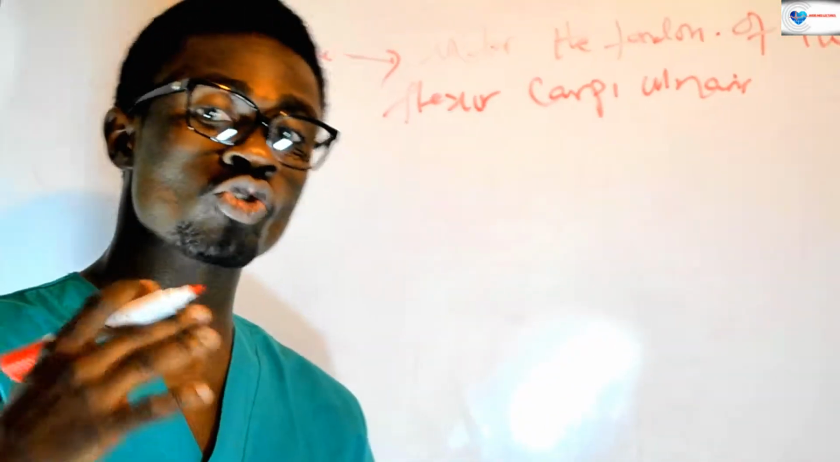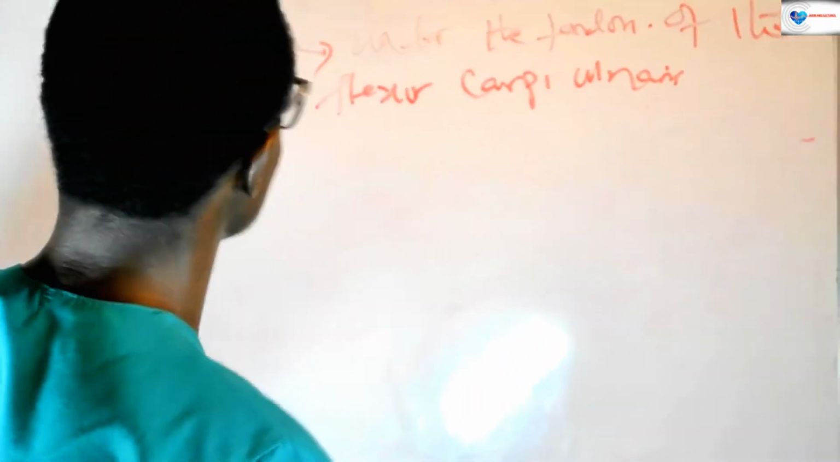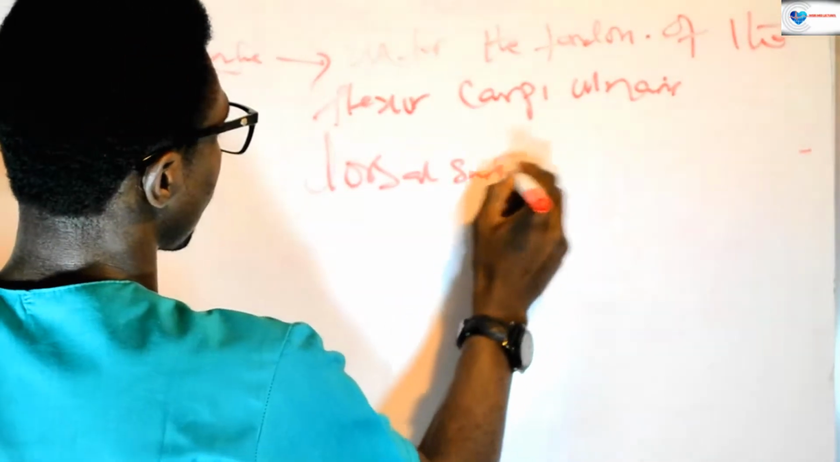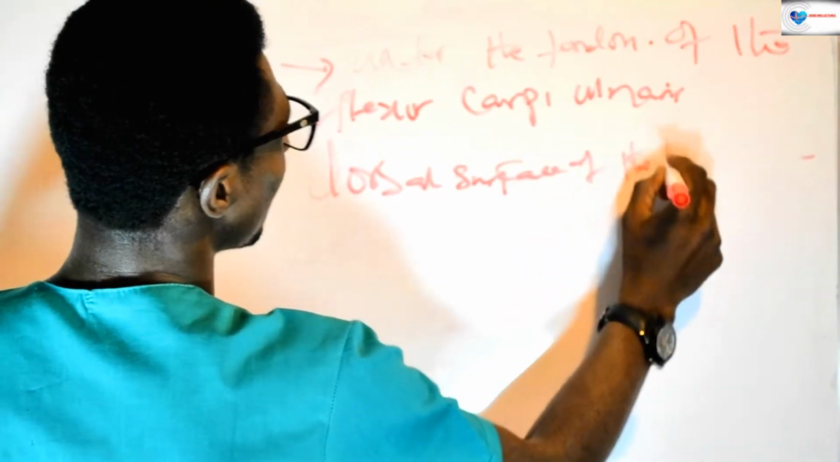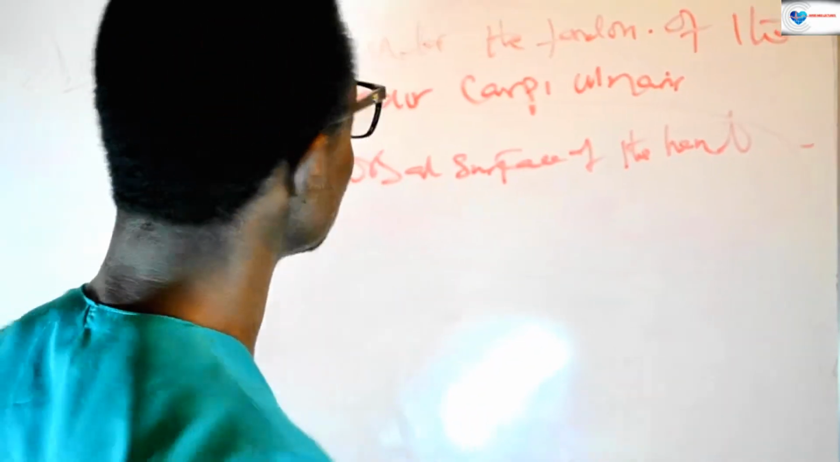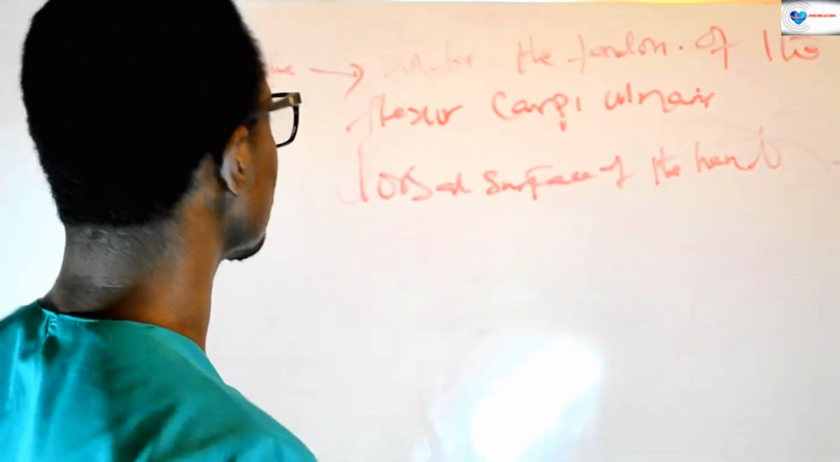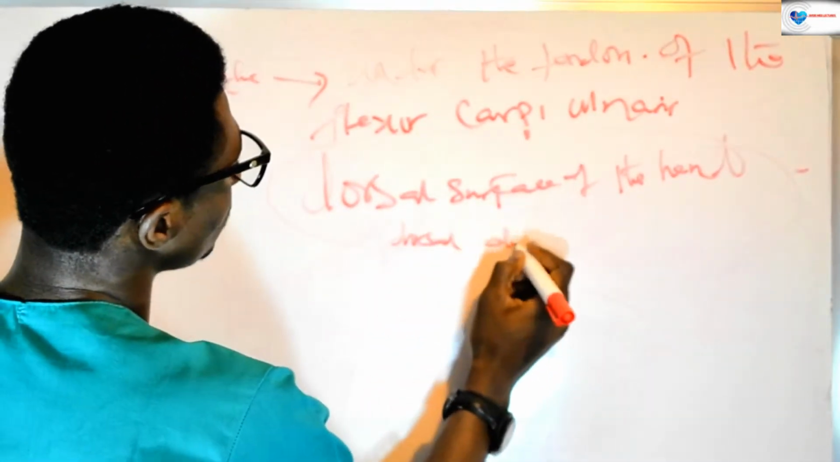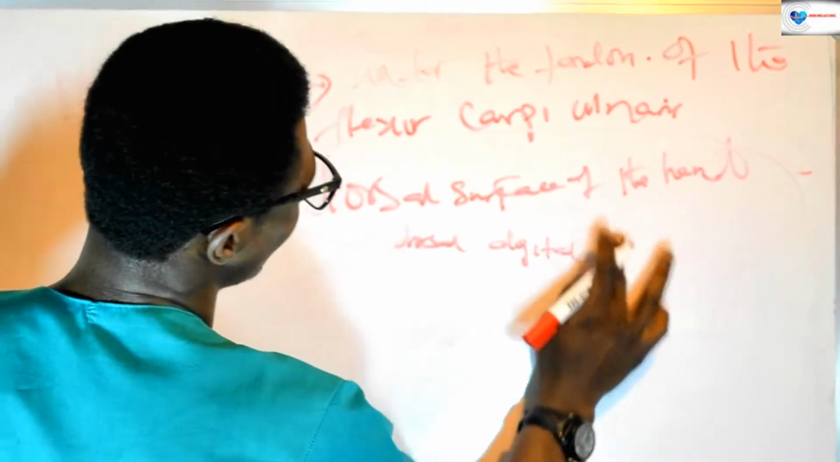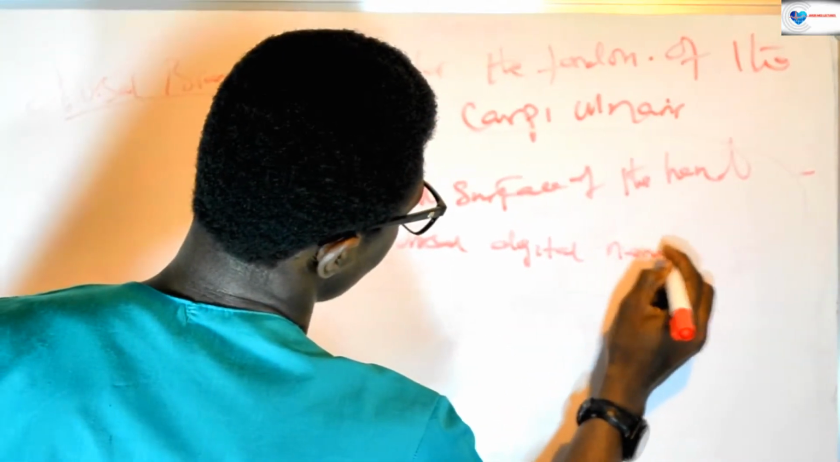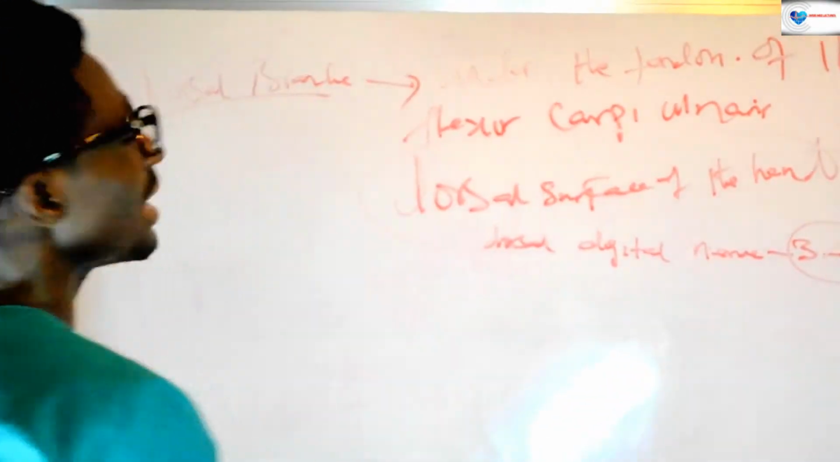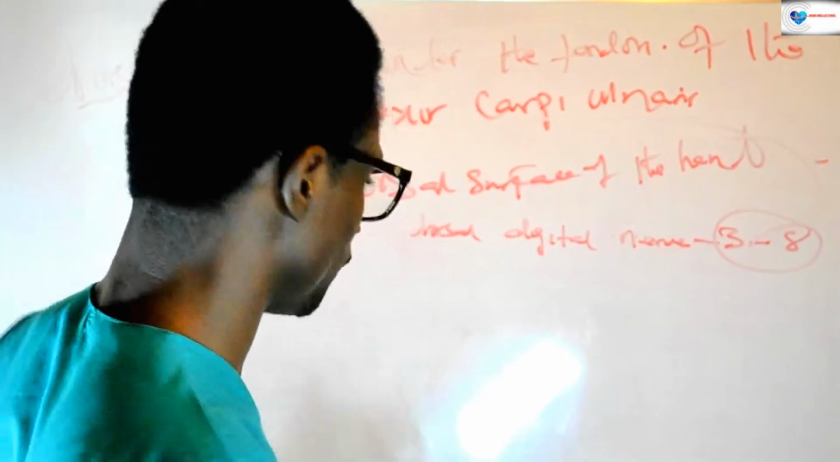The dorsal surface of the hand. Okay, once they reach the dorsal surface of the hand, what happens is that they divide into what is known as the dorsal digital nerve, guys. Normally there are 3 of them, but later they become 5. You understand? Dorsal digital nerve.